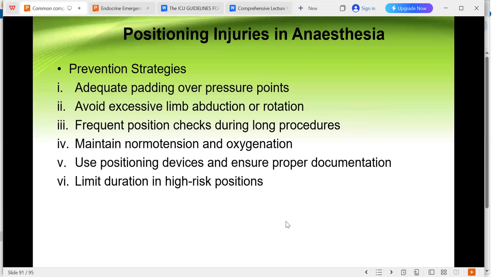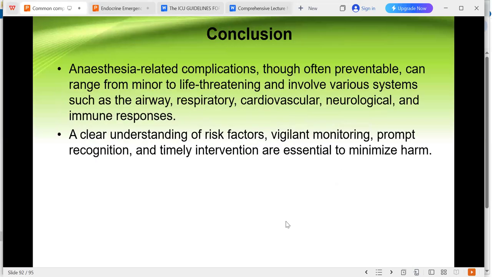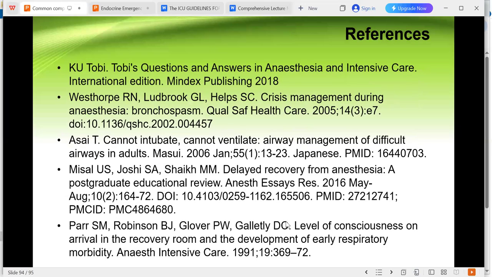So, conclusion. Anesthesia-related complications, though often preventable, can range from minor to life-threatening and involve various systems such as the airway, like we mentioned, respiratory, cardiovascular, neurological, and immune. So a clear understanding of the risk factors, vigilant monitoring, prompt recognition, and timely intervention are essential to minimize harm.